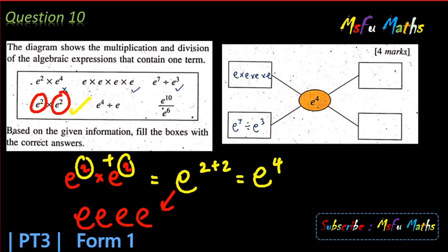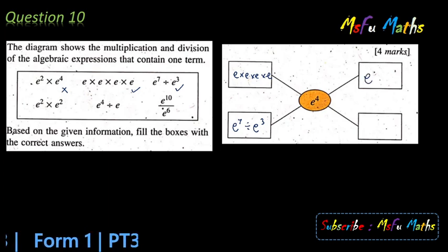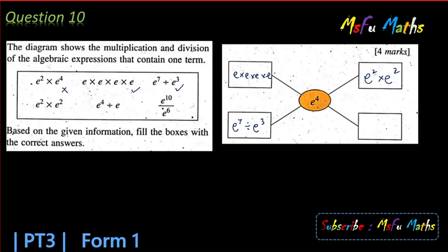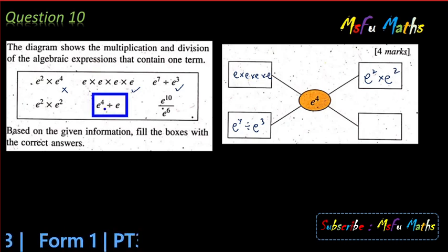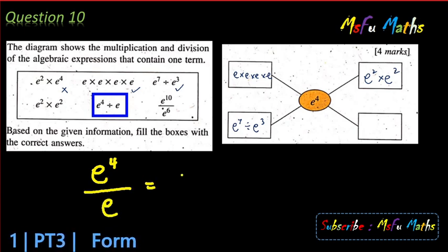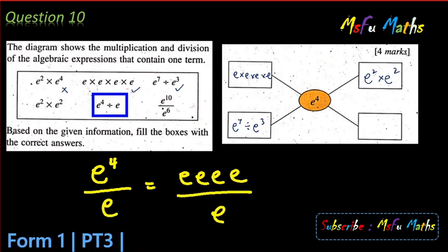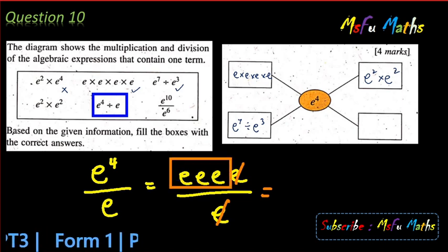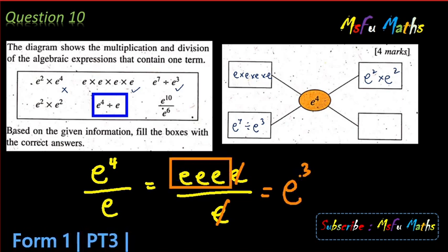So we need this, so I'm going to put that here: e squared times e squared. Now, one more here: e to the power of 4 divided by e. Okay? So e4 divided by e. On top here you have 4 e's, 1, 2, 3, 4 over e. Cut them. So left 3 e's on top, so e to the power of 3.